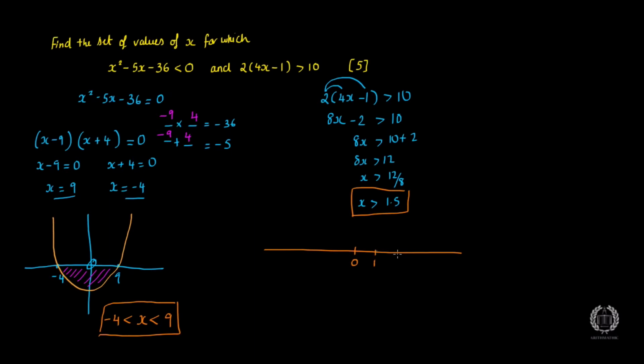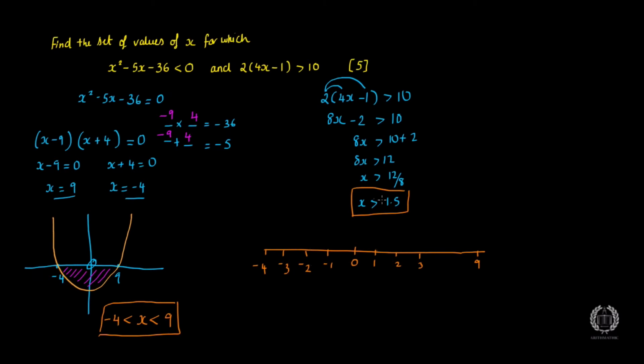So we have 1, we have 2, we have 3, and then I'll just put 9 here, okay? And then we have -4. So let's start with -1, and then -2, and then I'll just go to -4. Okay, might as well just put -3 anyway, right?